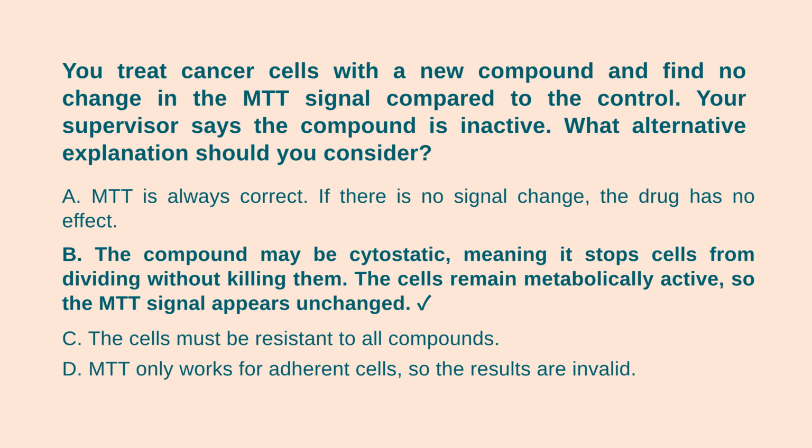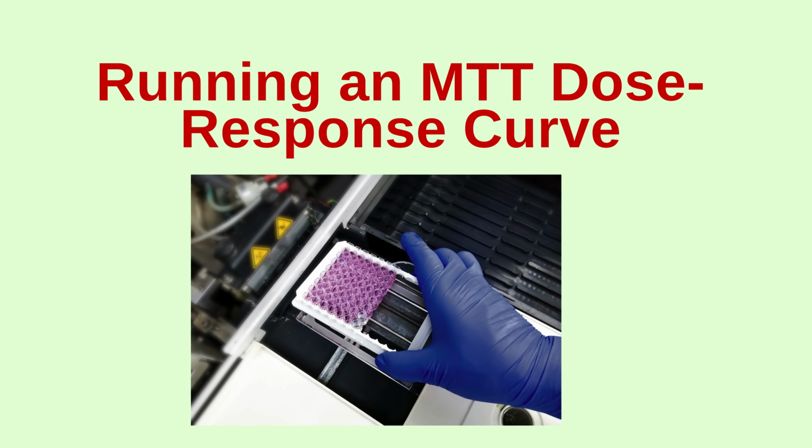Here's why. MTT measures the metabolic activity of living cells, not whether the cells are actively dividing. A cytostatic drug can halt cell proliferation while the cells remain alive and metabolically active, producing a normal MTT signal. The key takeaway: a normal MTT result doesn't always mean a drug is ineffective. To distinguish growth inhibition from true cell death, combine viability assays with proliferation assays such as BrdU, Ki67, or cell counting over time. Running an MTT dose-response curve.